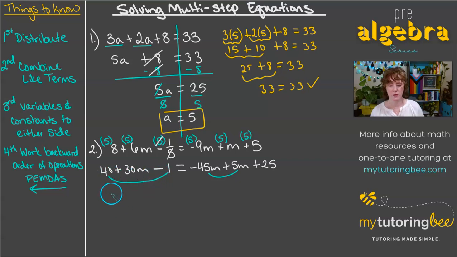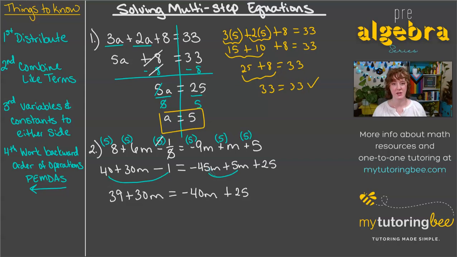So 40 minus 1 gives me 39 plus 30m equals, and then negative 45 plus 5 gives me negative 40m plus 25. All right, now our third step is to get all of our variables on one side and constants on the other side. So you can decide if you want to get rid of a certain constant term on one side or the other, or a certain variable term on one side or the other first.